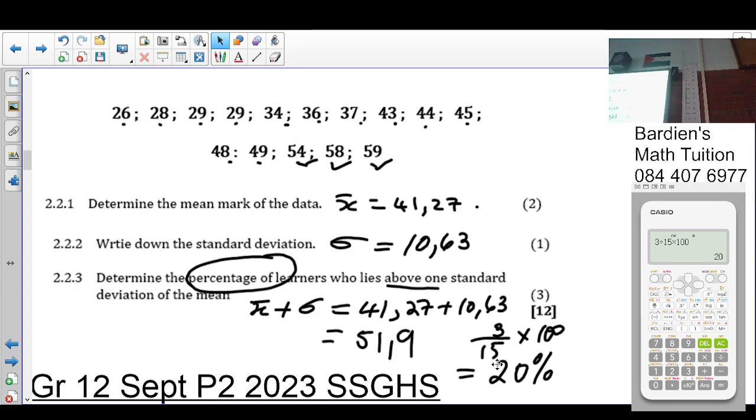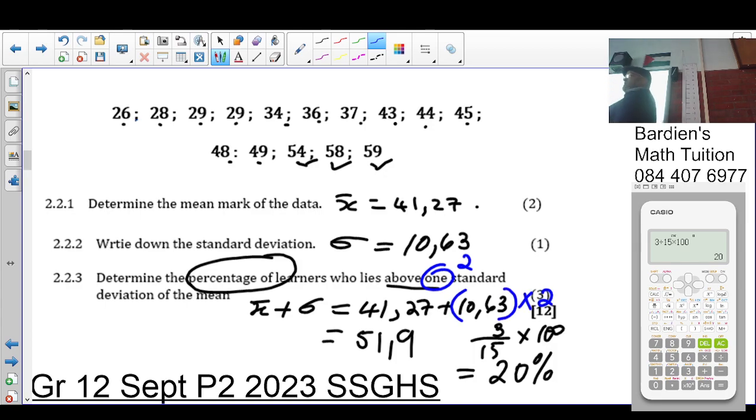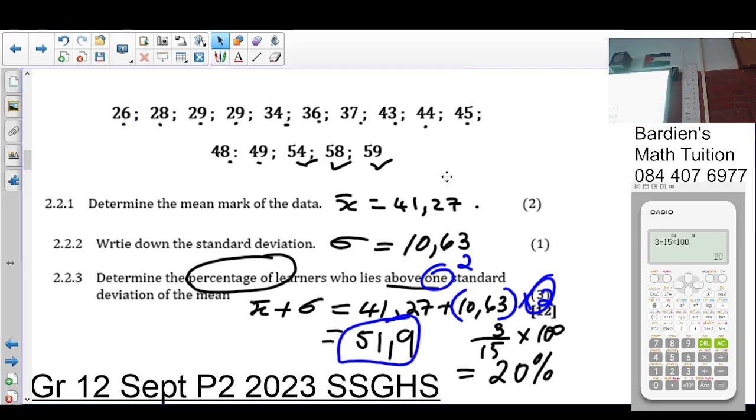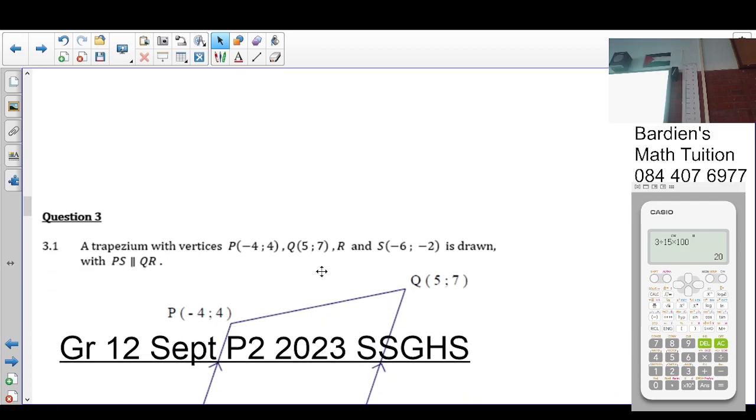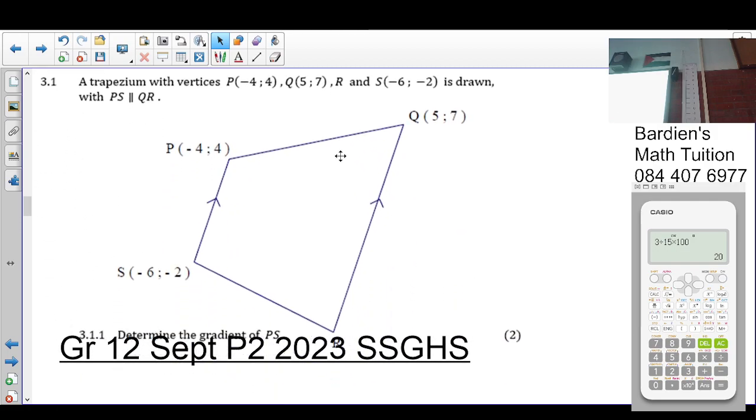People, if they ask us about 2 standard deviations, then I would have taken the standard deviation value and multiplied by 2, then do this calculation and see how many values are lying above that. When they say 3, then that's multiplied by 3 instead of 2. There's a variation to that. But normally the question is determine the percentage lying within 1 standard deviation of the mean. And you work out your mean minus your standard deviation and your mean plus your standard deviation, and you see how many values are lying between those two values.